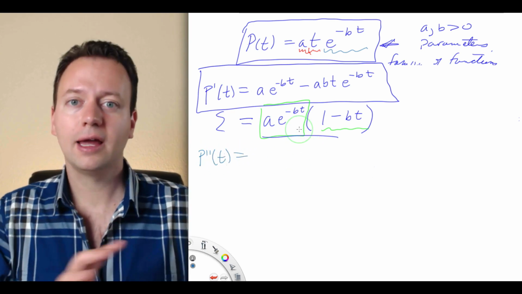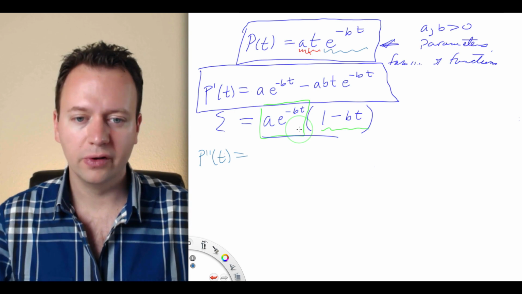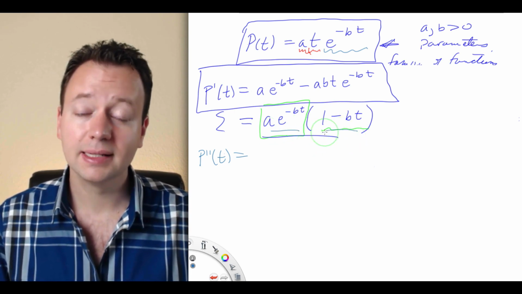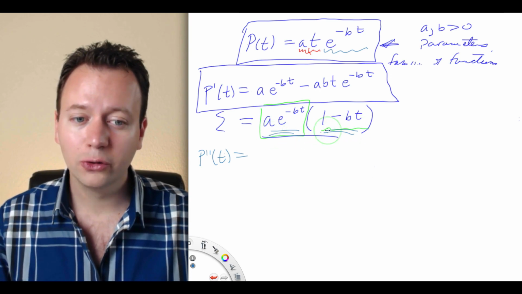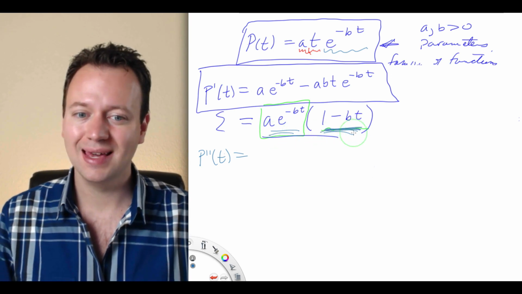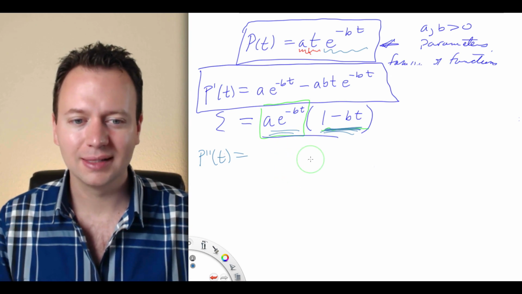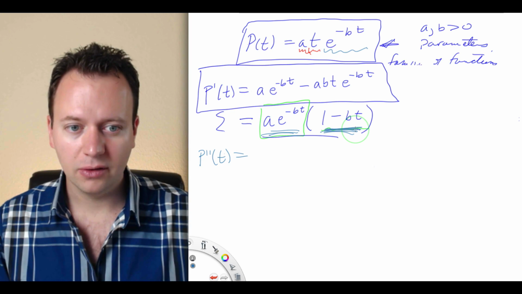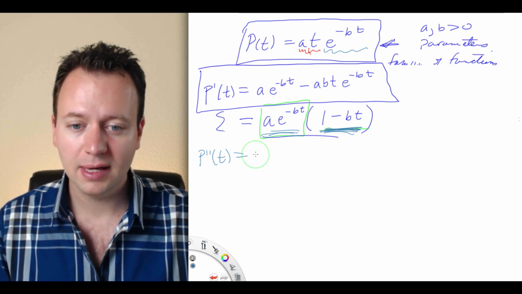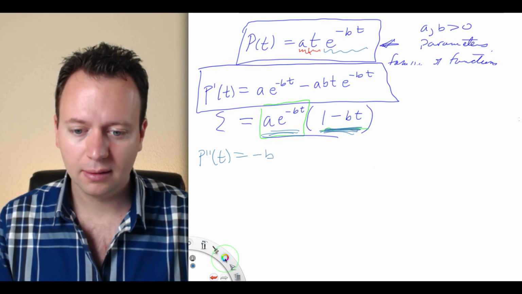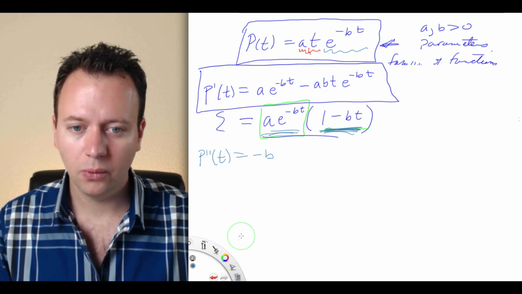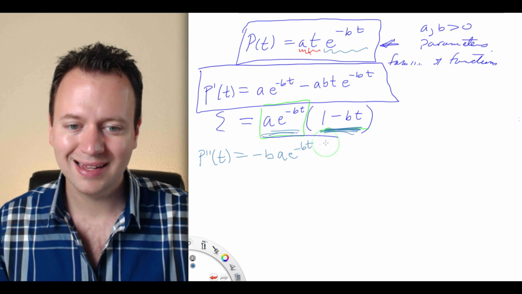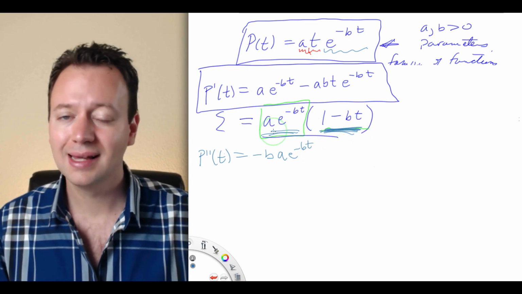Okay, so I can use this factored form for the derivative. So first times the derivative of the second plus the second times the derivative of the first. Now the derivative of this is going to be negative b. The derivative of this is going to have a minus sign too. Okay, let's first times the derivative of the second. The derivative of the second is just negative b. So that's the derivative of the second one, and then times the first, so just a e to the minus bt. So that's the derivative of the second times the first.